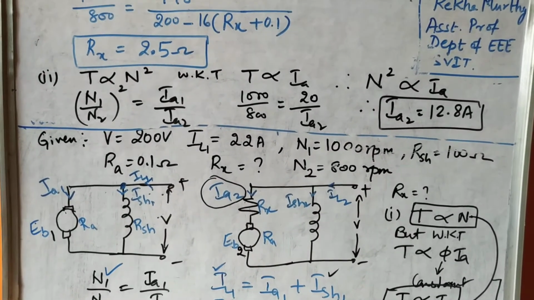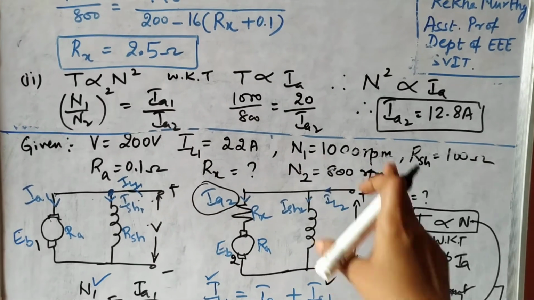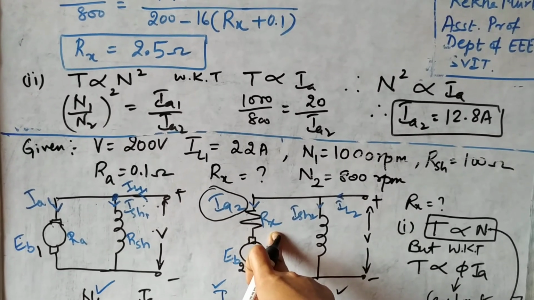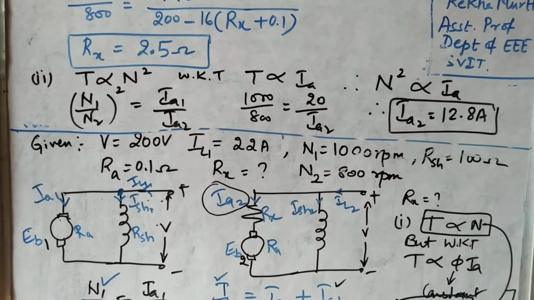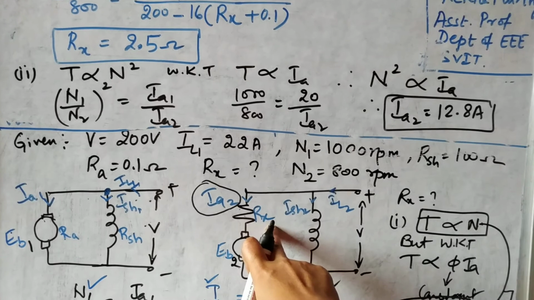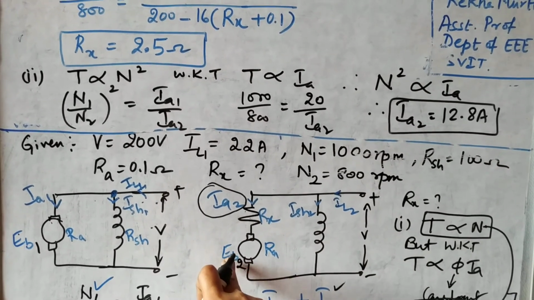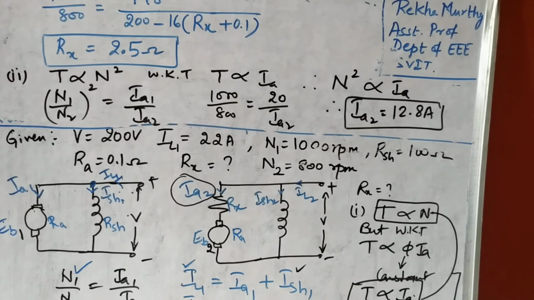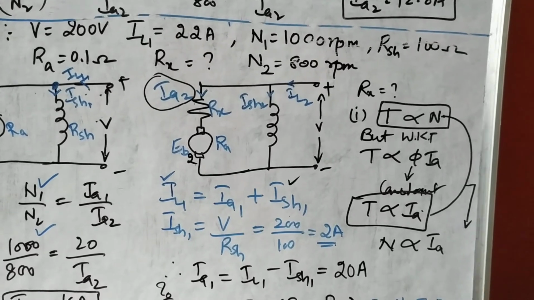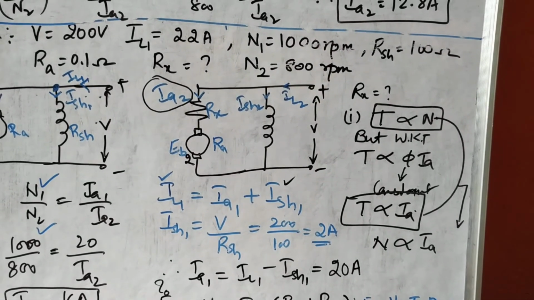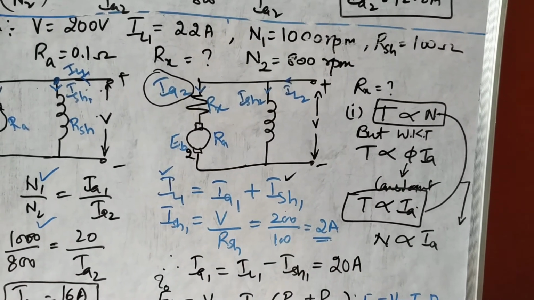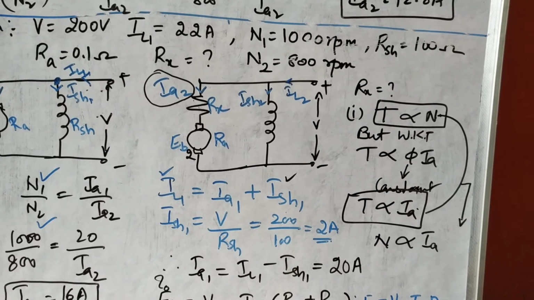Now we found the current flowing through this unknown resistance Rx when the torque is proportional to the square of the speed. We have to now find out the Rx. Where is this Rx lying? Near the EB equation. So you have to apply the voltage equation. Similarly, what you did in case 1, we applied EB2 is equal to V minus IA2 into Rx plus RA. Realize that equation, then keep it as it is.